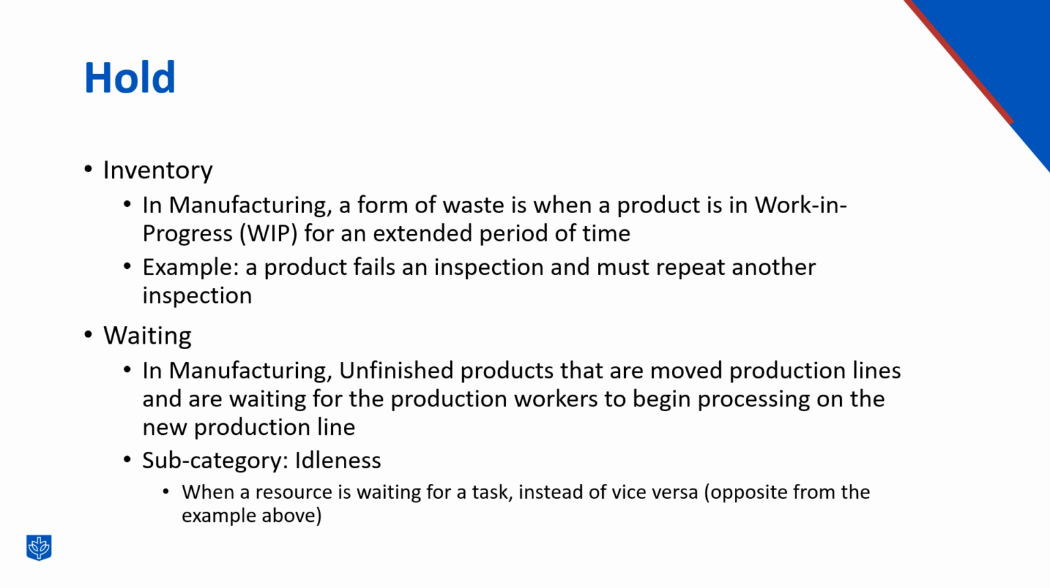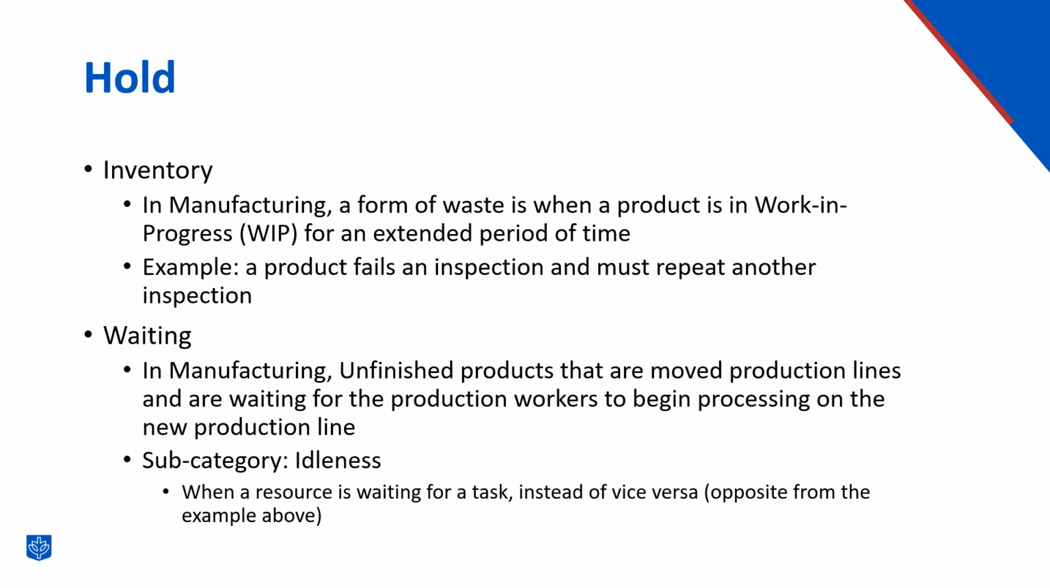The other main category of waste analysis is hold. A subcategory would be inventory. And in manufacturing, a form of waste is when a product is in work in process for an extended period of time. An example of this would be when a product fails an inspection. The product must go through the whole process again, thus being in work in progress for twice the amount of time needed. And the more errors, the more time that product is in work in process.